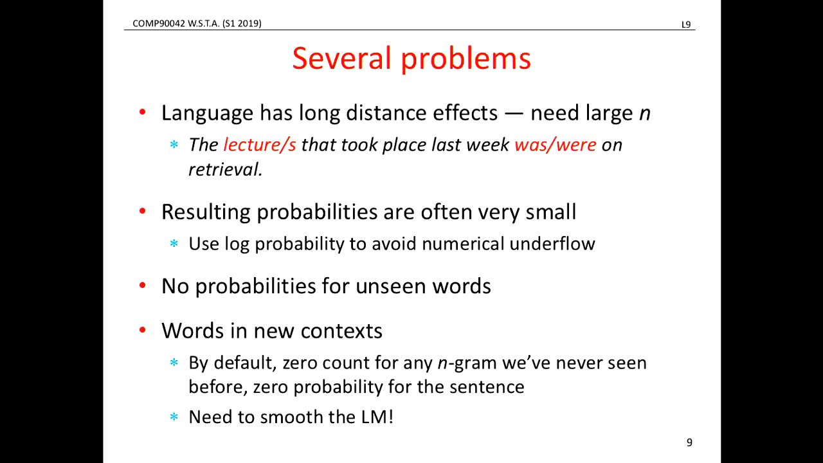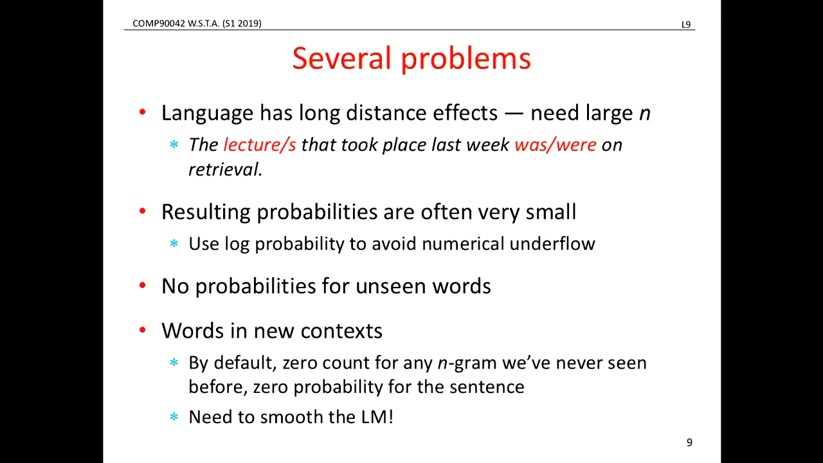One problem is that the language has very long distance effects. So if I have a sentence here, the lecture that took place last week was on retrieval. Now, if I said the lectures that took place last week were on retrieval, I need to change the verb from was to were to make sure that it agrees with the subject. In order to capture that agreement effect, where the noun is singular or plural and the verb is in agreement, we need, I think, an n-gram with n equals 7 in this case.